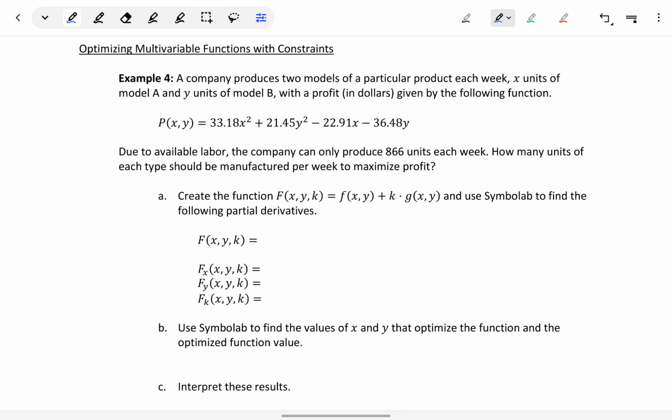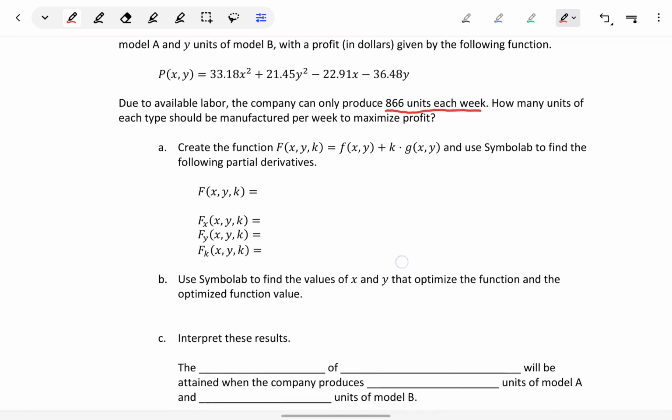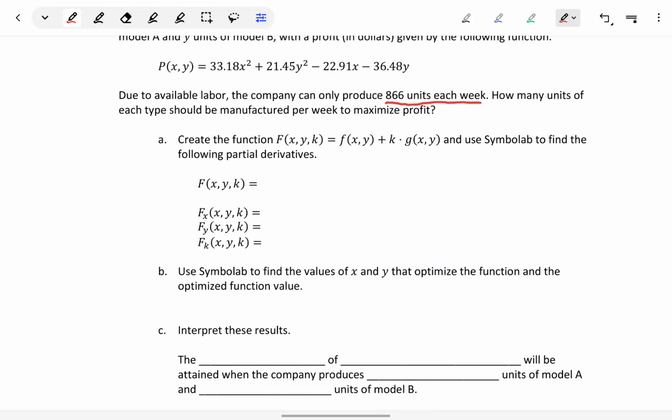So far, this is very similar to what we saw in example 3, but now we have some additional information, and that's telling us that due to available labor, the company can only produce 866 units each week. So we have a constraint on this scenario. What we want to find out, though, is how many units of each type should be manufactured per week to maximize profit.